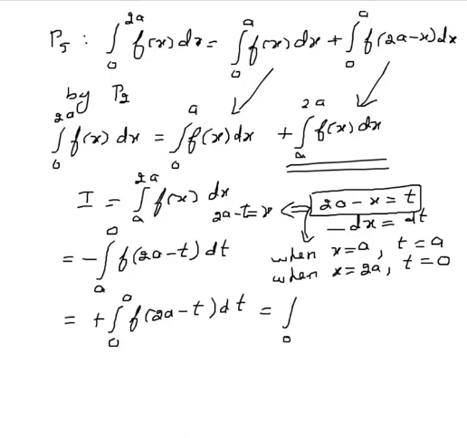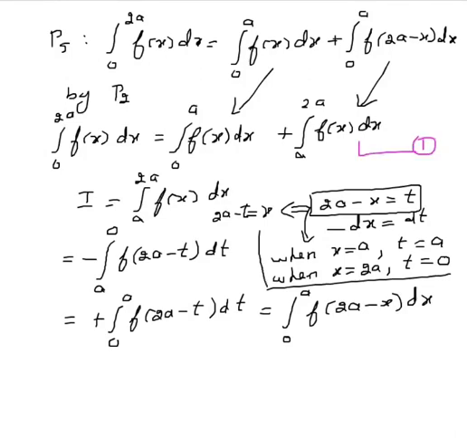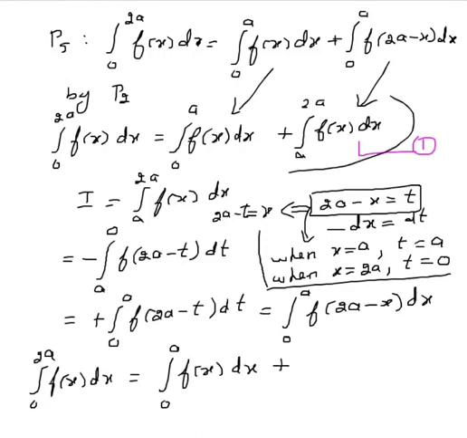Now in case of definite integrals, the variable does not matter. I can write this function in terms of x. So f of 2a minus x times dx. Therefore, step 1 becomes integral 0 to 2a f of x dx is equal to, the first integral is the same, integral 0 to a f of x dx. I am writing equation 1. And for this second term, I am substituting the answer which I got now, which is integral 0 to a f of 2a minus x dx.